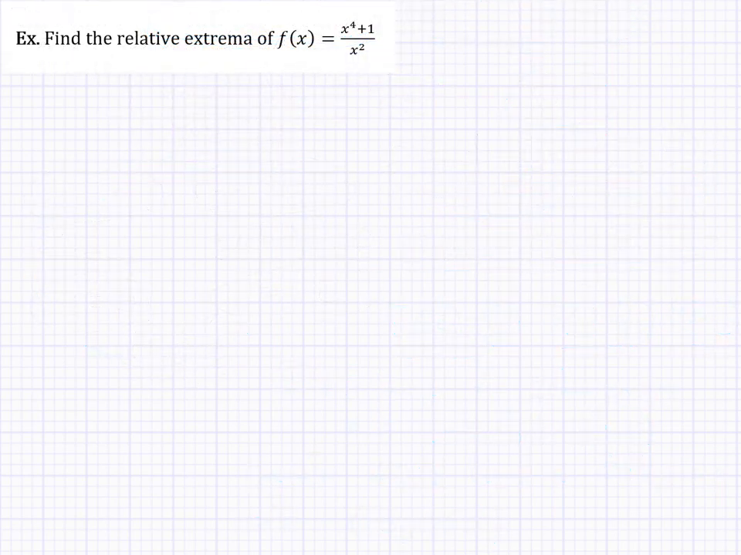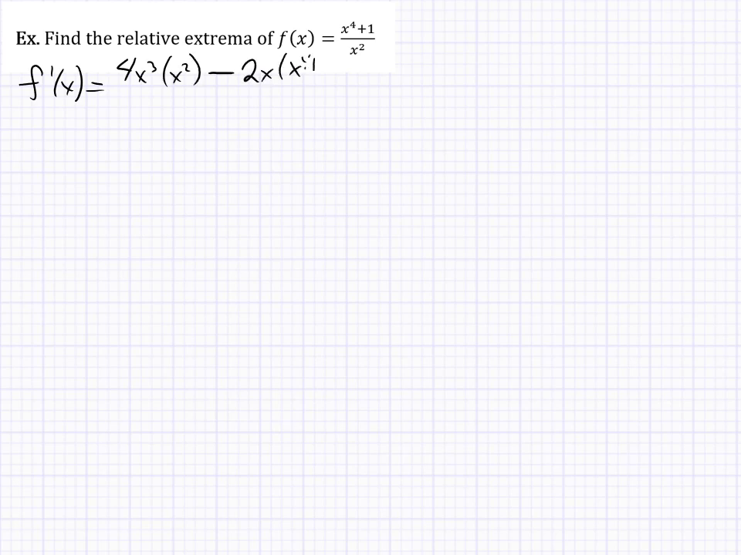All right, so here we want to find the relative extrema for this example, in which case, first thing we want to do is find the derivative. So if we go to find the derivative, we're going to need to use the quotient rule. The derivative of the numerator, 4x cubed, times the denominator, minus the derivative of the denominator, which is 2x, times the numerator, all over the denominator squared.